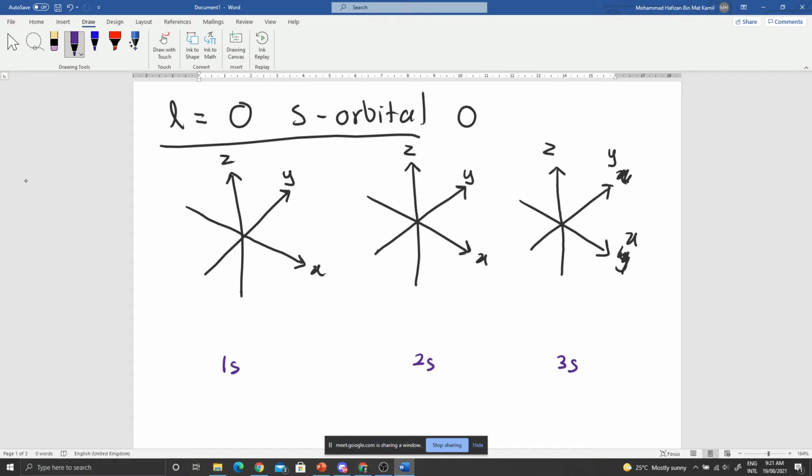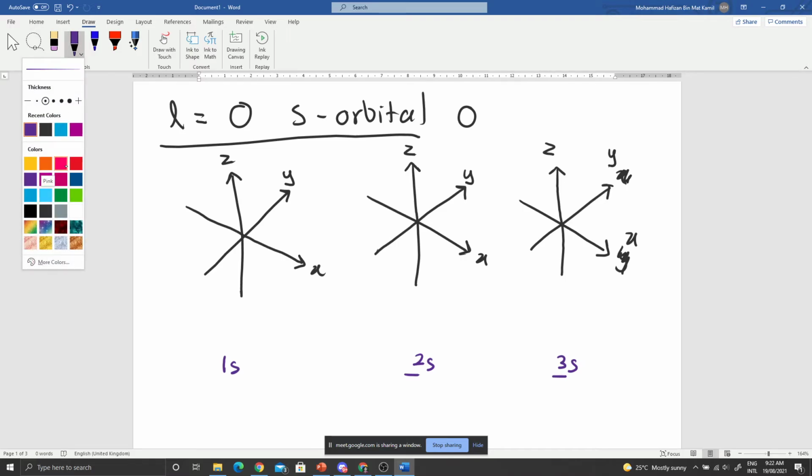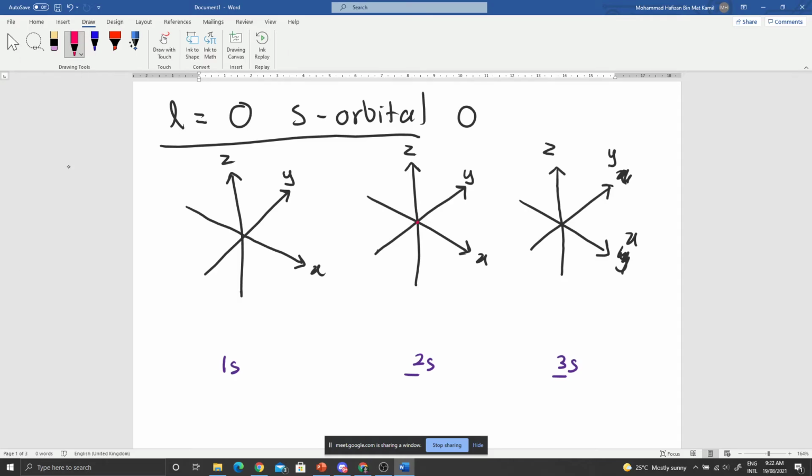So as we know that the higher the principal quantum number, the bigger the orbital will be. So you guys rasa nak guna color apa orbital? Pink lah. Okay, orbital kita warna pink. Alright, so untuk 1S, the thing yang you need to do is, the center of each axis, dekat mana dia intersect, that is the equivalent of your nucleus, tengah-tengah atom.